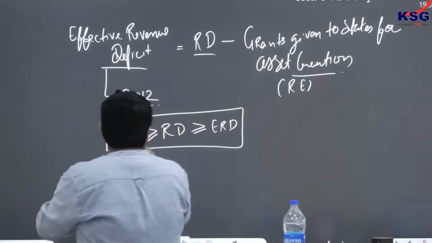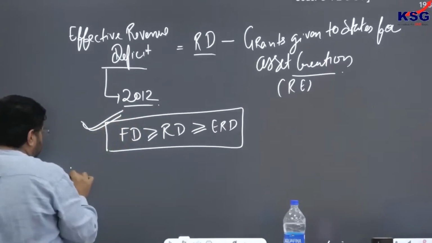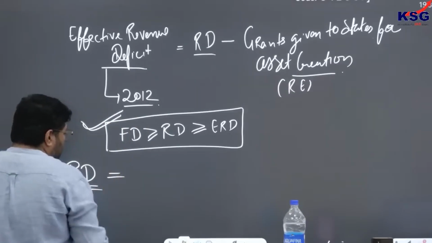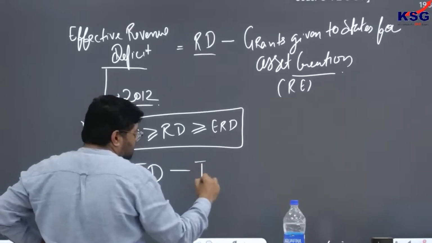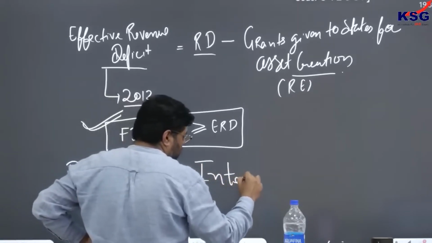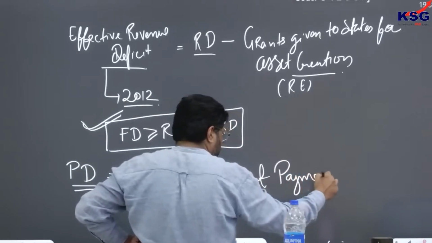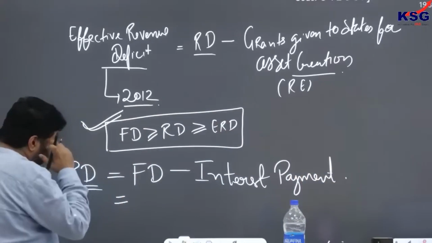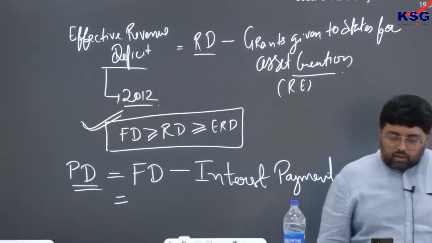Okay, so ultimately remember this relation. This is very important. Now come to primary deficit. Primary deficit is FD minus interest payment. So if you see, basically the value of primary deficit will tell.